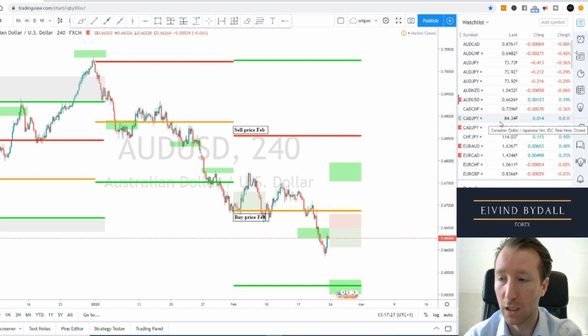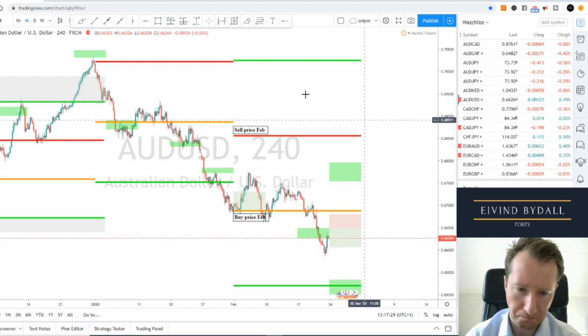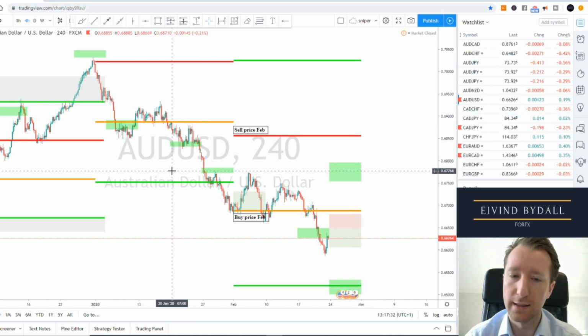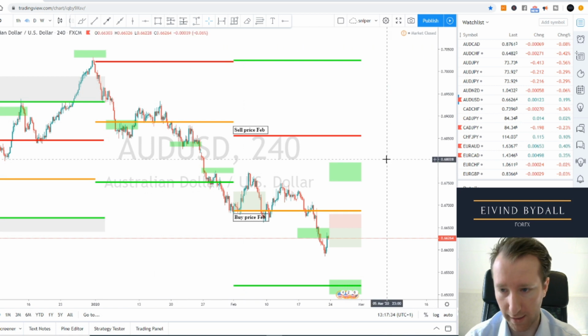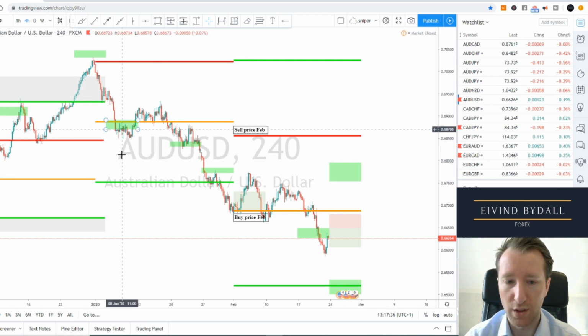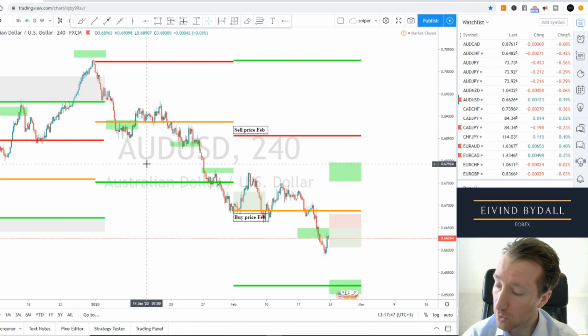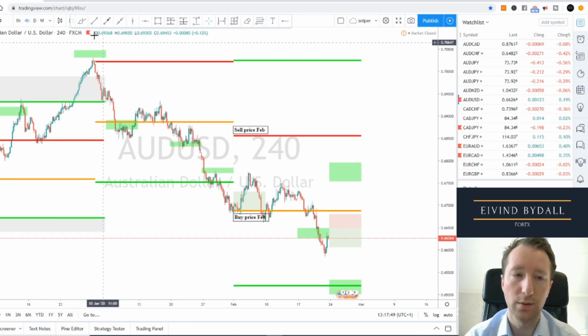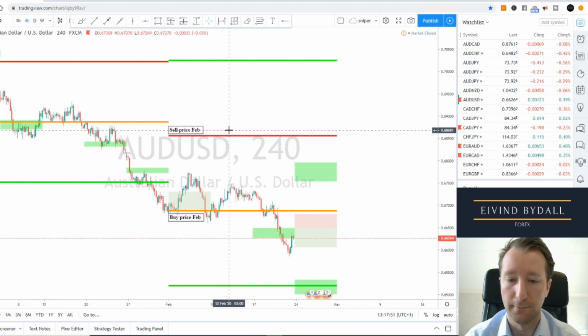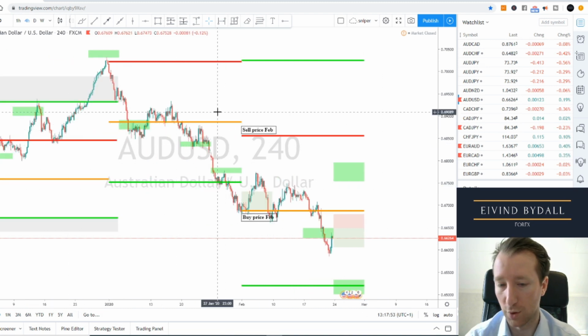Good, amazing. So Aussie USD. Aussie is highly dependent on China because of iron ore and coal. They are an exporting country, and dependent on China.